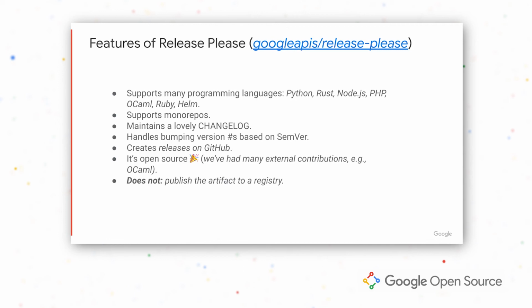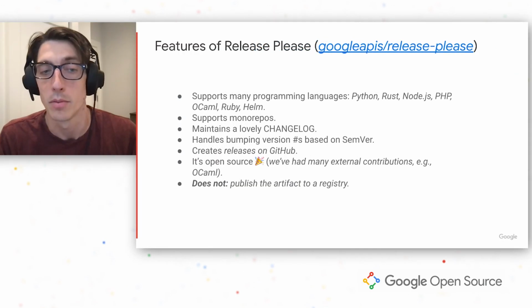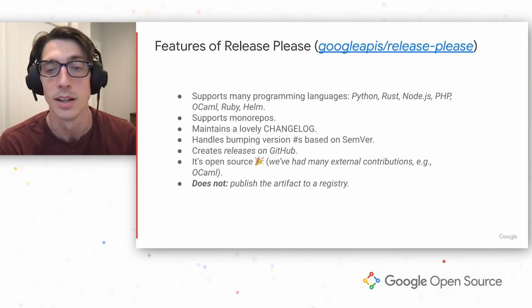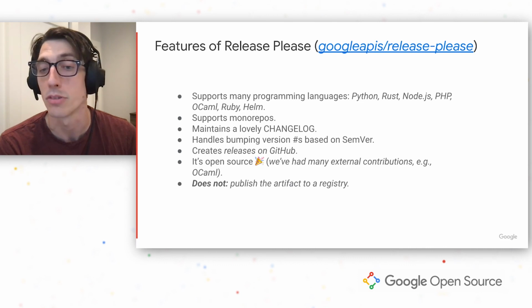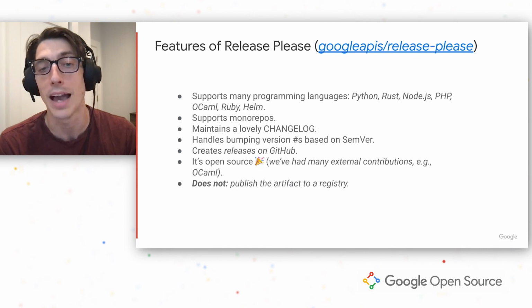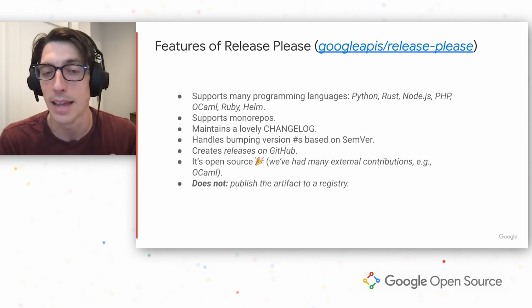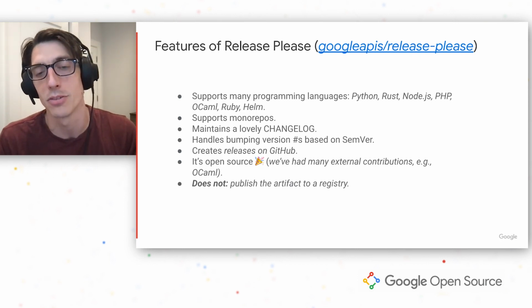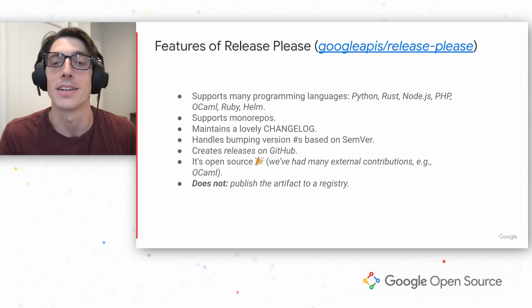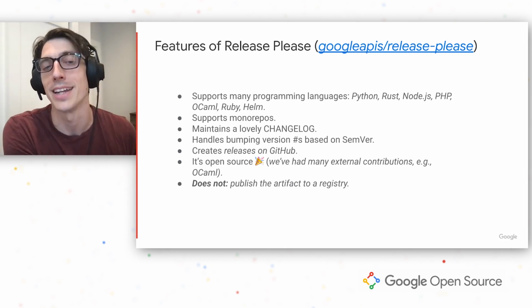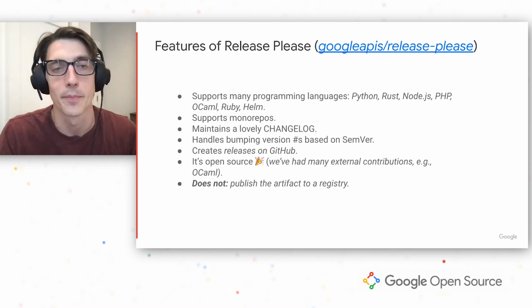It creates the corresponding release on GitHub. So this is just the idea that you create a tag on GitHub and it has something similar to your changelog attached to it. Perhaps most importantly, it's open source. Many of these languages, such as OCaml, were actually contributed to us by external contributors. One thing Release Please does not do is it does not actually publish to the package registry like Maven or PyPI or NPM. How this works differs significantly on a language by language basis. And we decided that we would leave that to the next step, which people can write independently. So we decided this wasn't our responsibility.